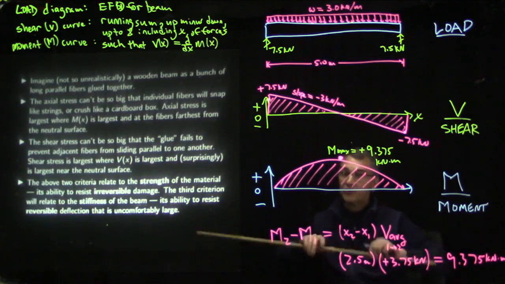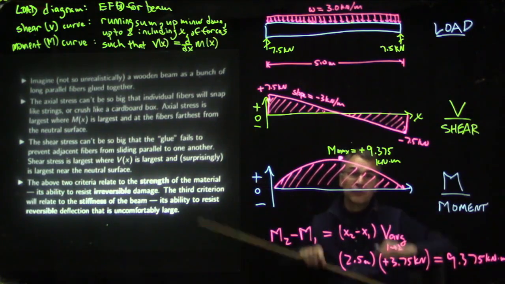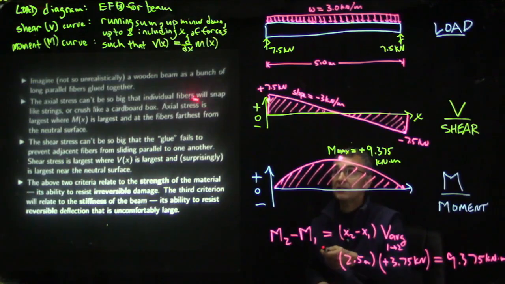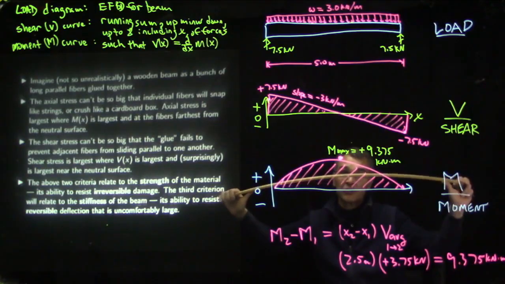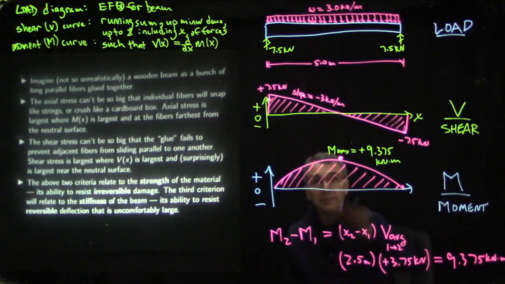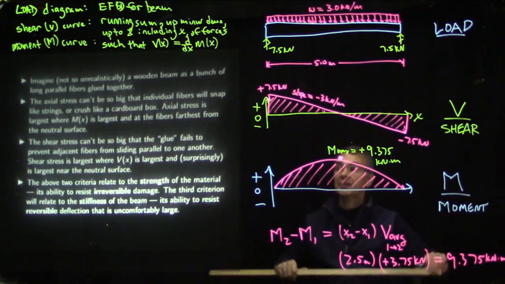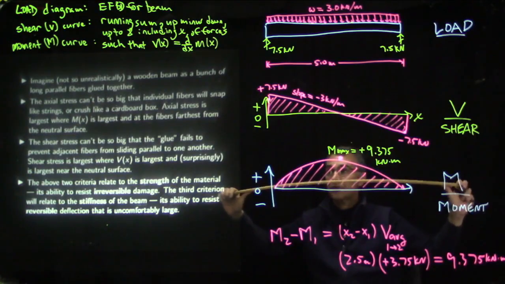Well, the axial stress, that's like how much you're trying to elongate or squish each fiber, can't be so big that individual fibers will snap like guitar strings or crush like a cardboard box. So the axial stress, like how much you're trying to stretch or squish the fibers, is biggest where this bending moment is biggest, we'll see. And it turns out it's biggest at the fibers that are farthest away from the neutral surface.